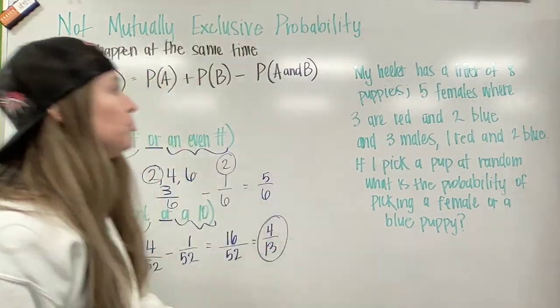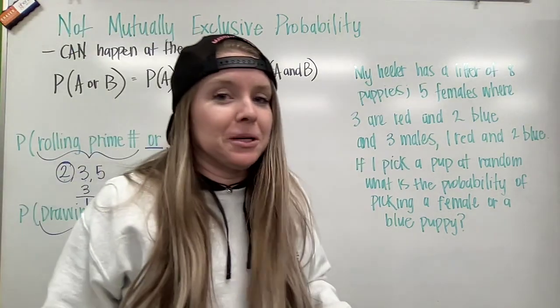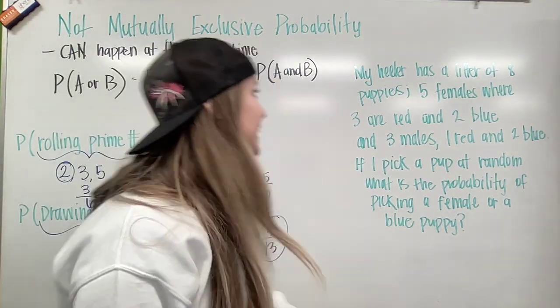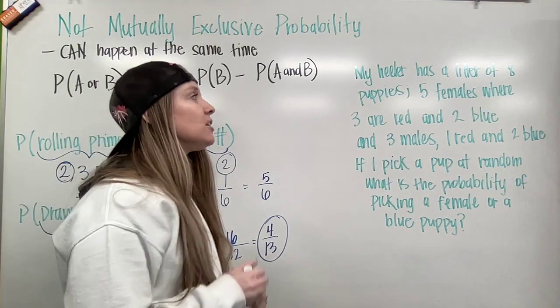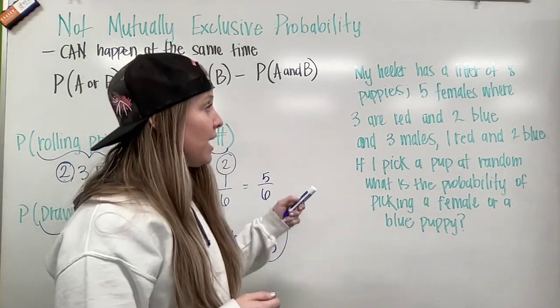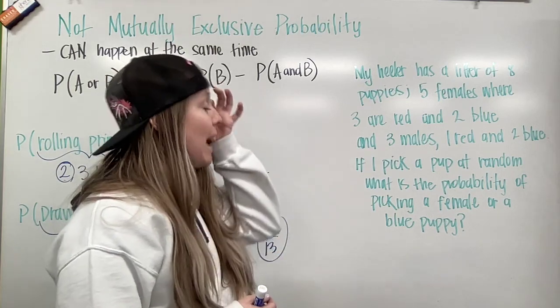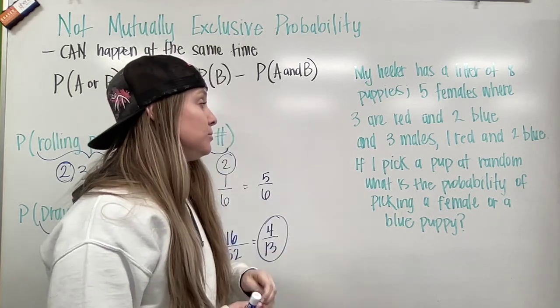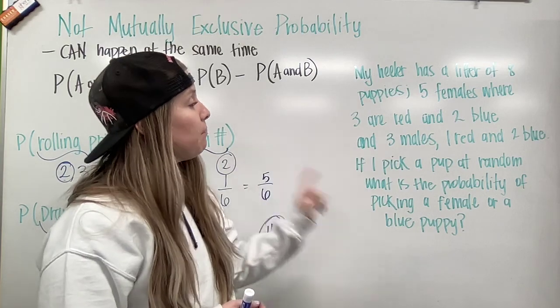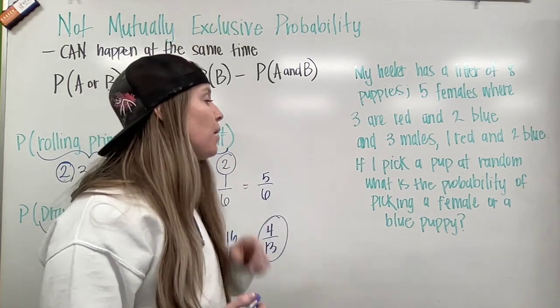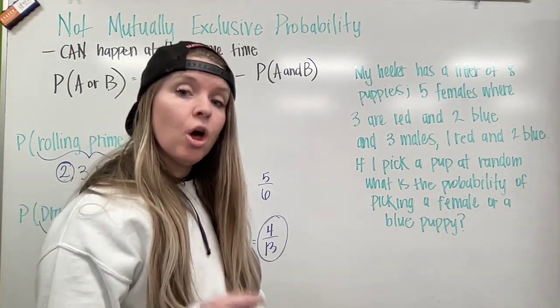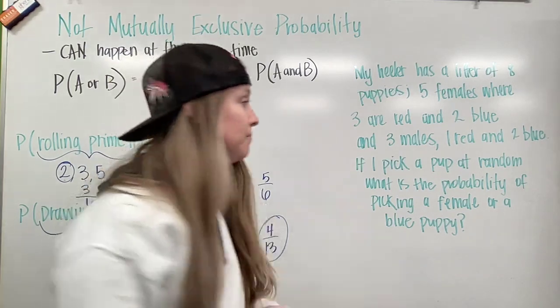We got one more example. I made this one up. It's not real. I'd be really excited if it was, though. Okay. My Healer has a litter of 8 puppies. 5 females, where 3 are red and 2 are blue. She also had 3 males, 1 red and 2 blue. If I pick a pup at random, what is the probability of picking a female or a blue puppy?